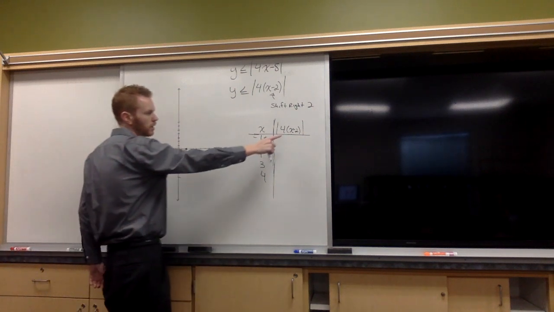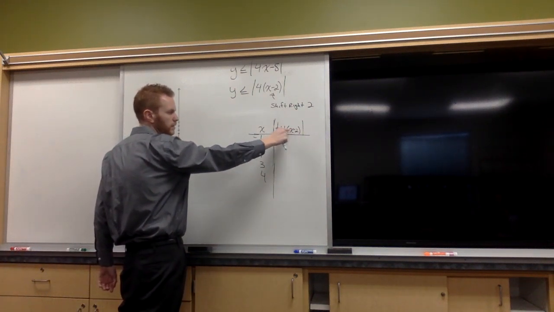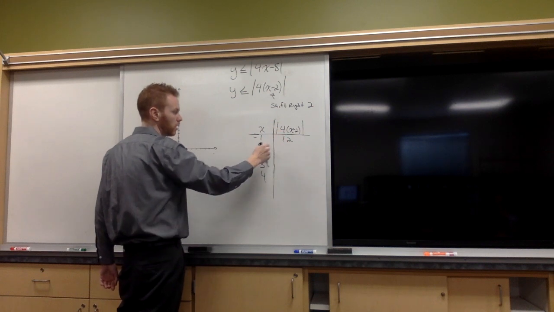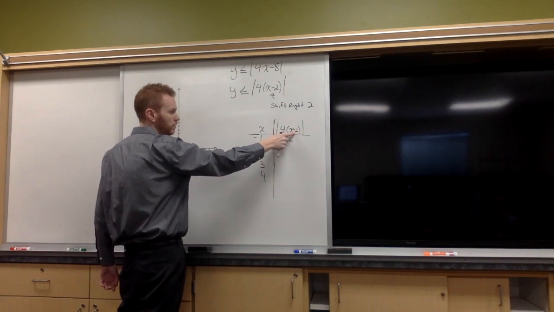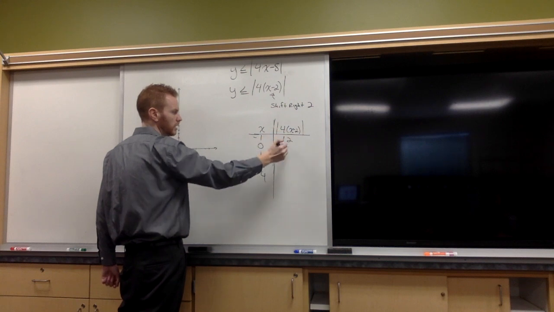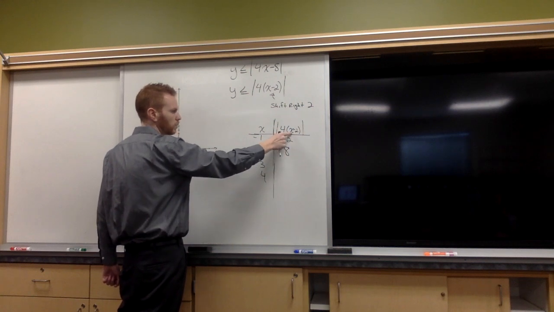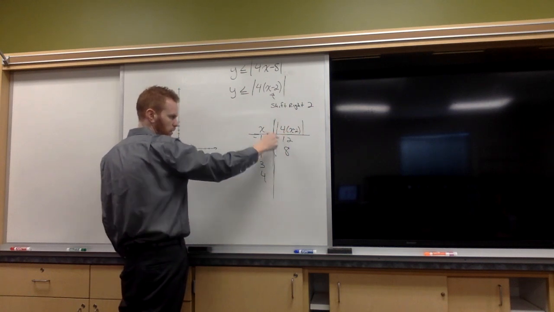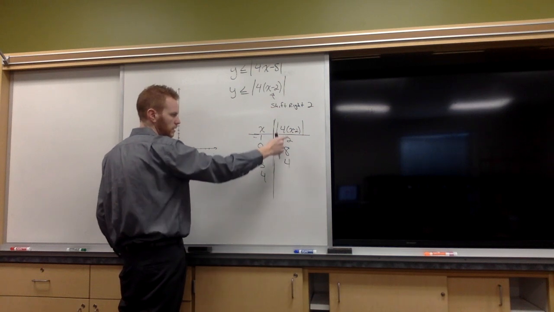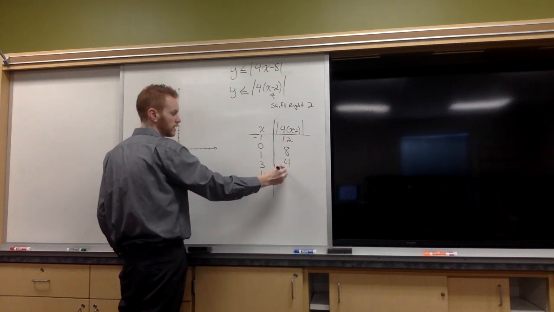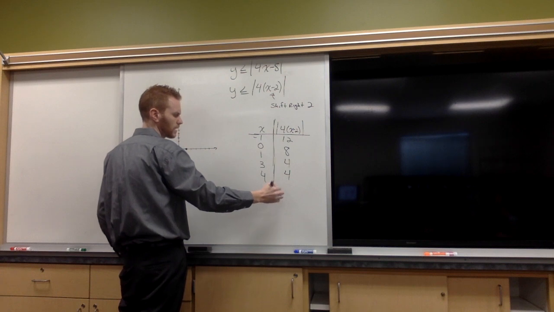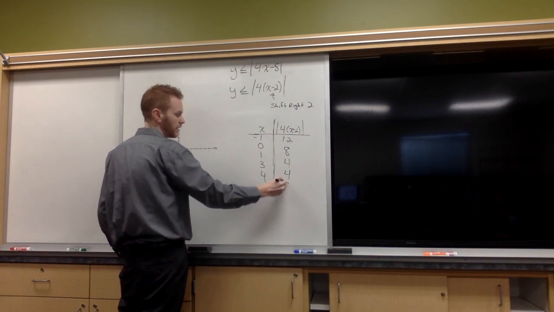I plug -1 into here, I get -3 times 4 is -12, gives me 12. 0 gives me -2 times 4 is -8, positive 8. 1, I get -1, gives me -4, becomes positive. 3 gives me another 4. 4 should give me another 8.